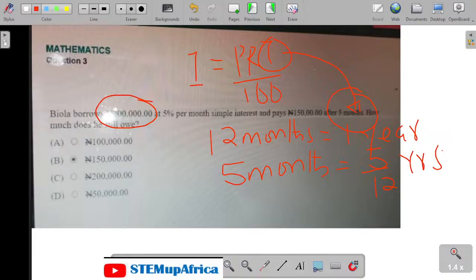Unfortunately, I don't see what is happening here, so let's leave that for another day. All you need to do is find the interest, subtract it from the original, to know how much is still owing.